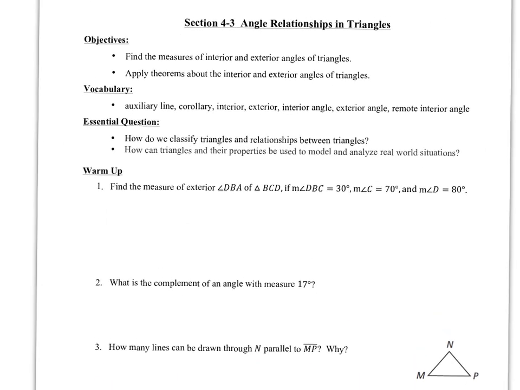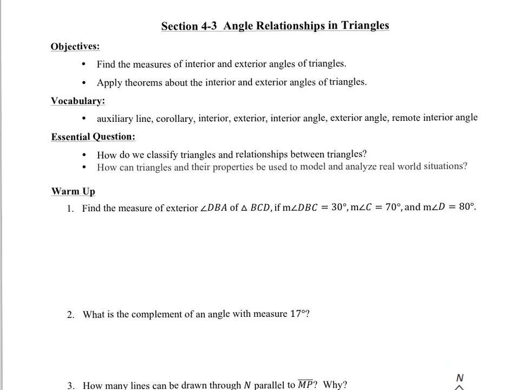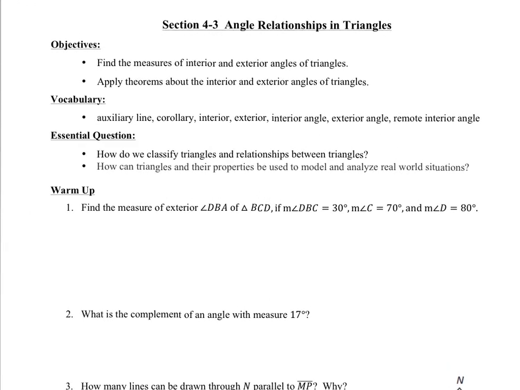We are back in Chapter 4. This time we're taking a look at Section 4-3, Angle Relationships in Triangles. We have two objectives: find the measures of interior and exterior angles of triangles, and apply theorems about the interior and exterior angles of triangles. You can pause the video and read the vocab. We're going to go ahead and get started on our warm-up.